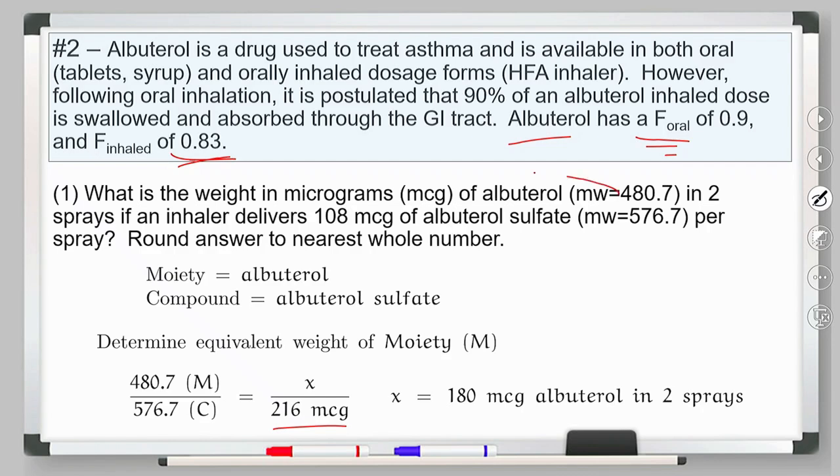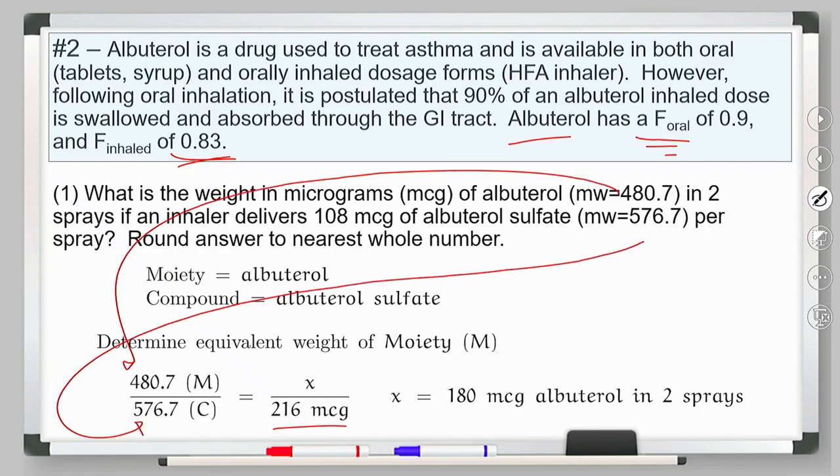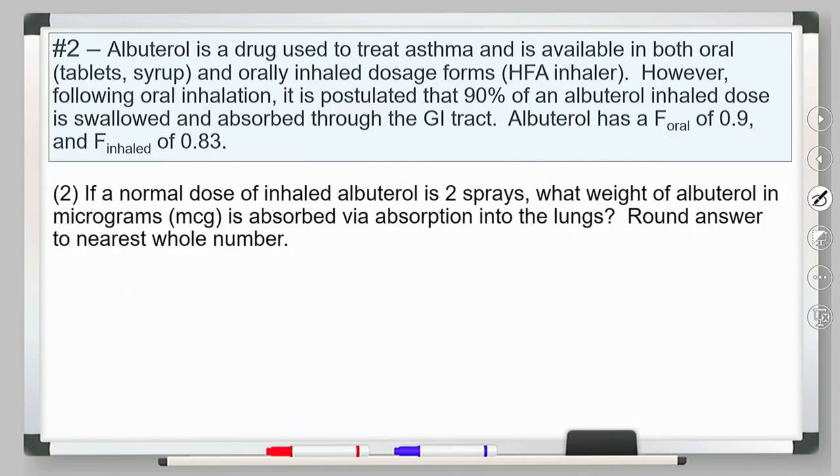Here is my moiety molecular weight, here is my compound molecular weight, so I set up that proportion, set up the weight of my compound in the denominator on that side, solve for x, and I got 180 micrograms. Okay, 180 micrograms of albuterol. Ready to move on? So all of that tells me now that's my dose. That's how much is going to go into my body, but it's going into two different places.